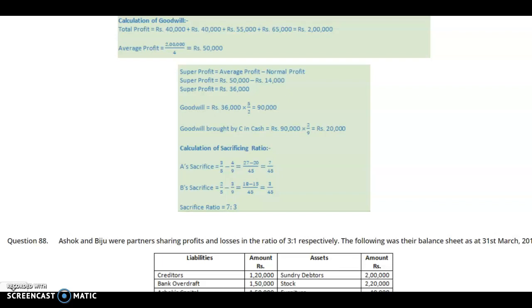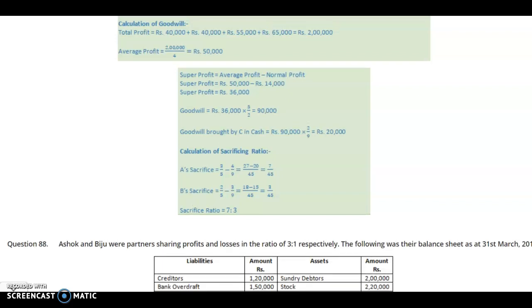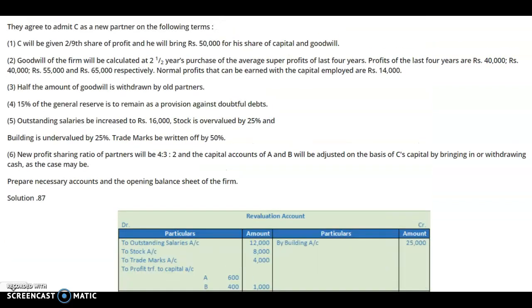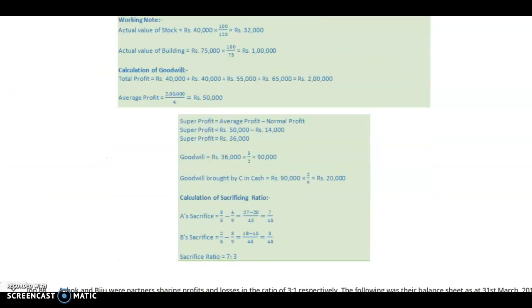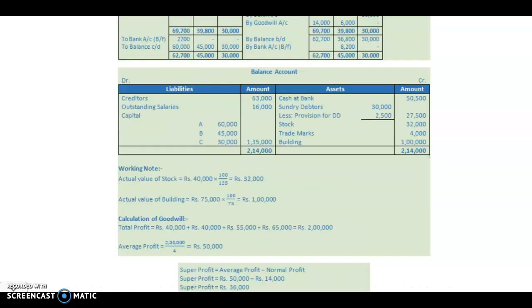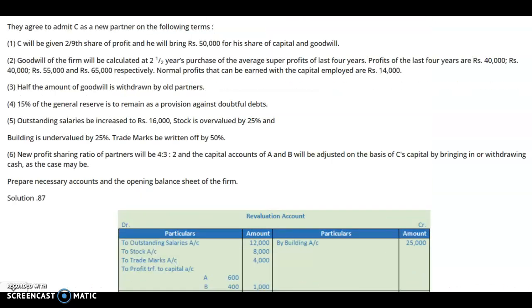Out of 90,000, the new partner's share is 2/9, as it is given in the statement that C will be given a 2/9 share of profit. So we will find out the 2/9 share of this amount of rupees 90,000, which amounts to rupees 20,000. So he will have the goodwill of 20,000 and capital of 30,000. He is bringing in a total of 50,000.